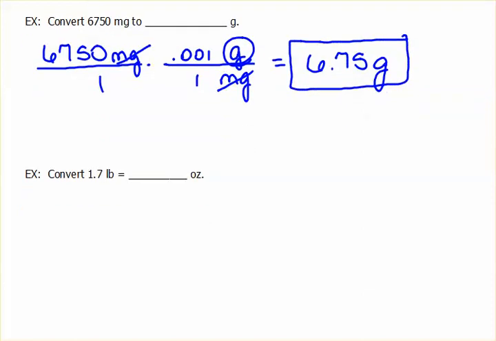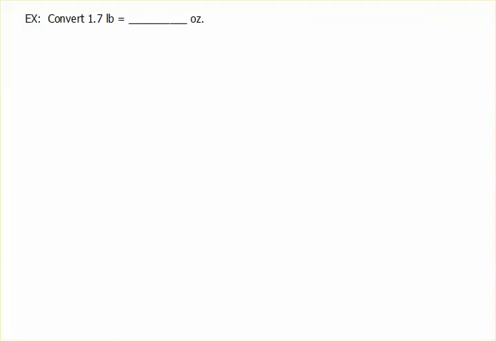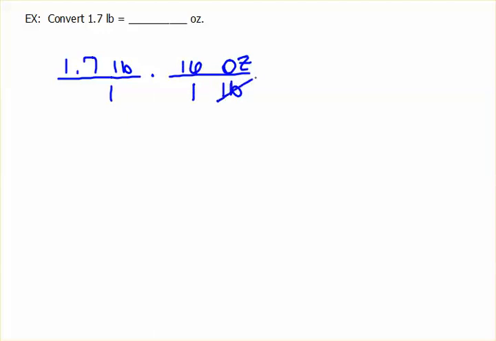Okay, let's try another one, an English conversion this time. This one says convert 1.7 pounds to ounces. So we're going to start off with 1.7 pounds, put that over 1, and we're going to put pounds on bottom because that's what we want to cancel out, and we're going to convert that over to ounces. What is the relationship between pounds and ounces? Well, every pound is 16 ounces. So now we can cancel our pounds, and when we do our multiplication, we should get 27.2 ounces.